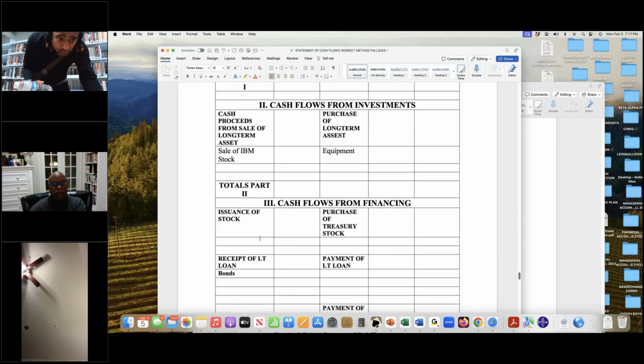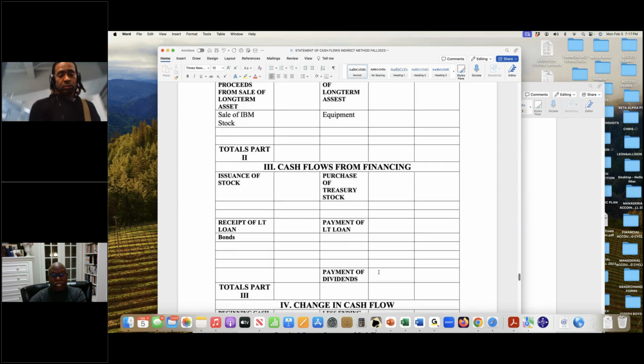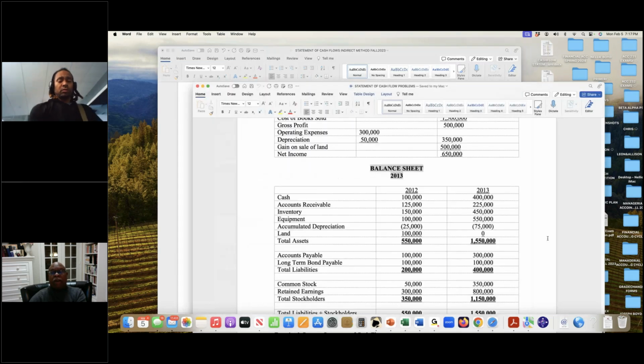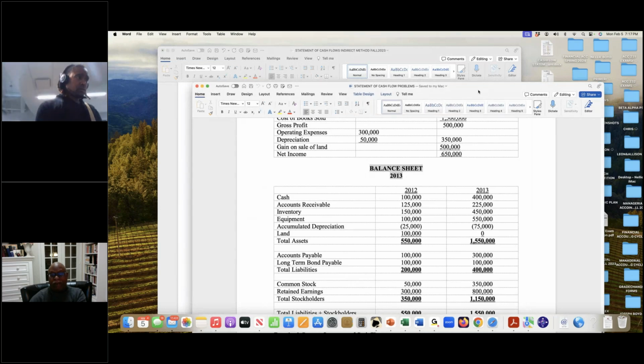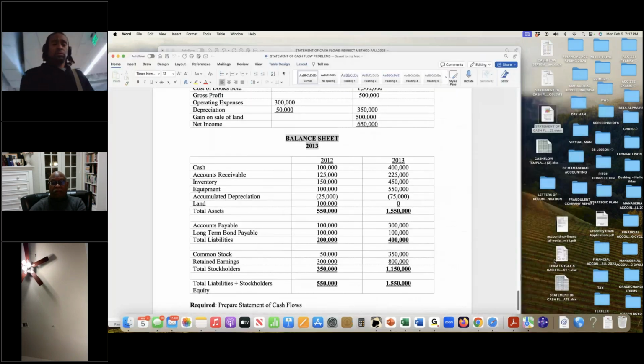Then you have the same thing with stock. If you issue stock as a source, if you buy it back, it's called treasury stock. It's a use. If you get a long-term loan, like a student loan, it's a source of cash. When you pay it back, it's a use, and dividends are always a use. So next time you should have these problems ready, and we'll go over them in class, going account by account.